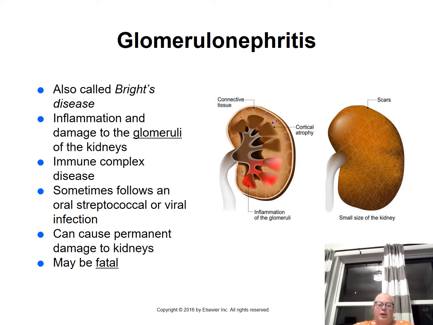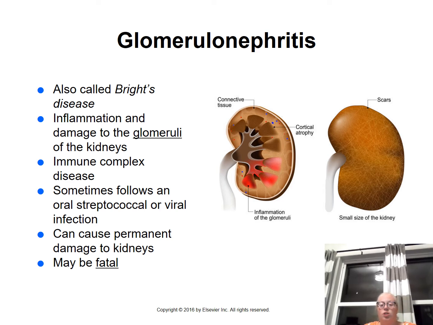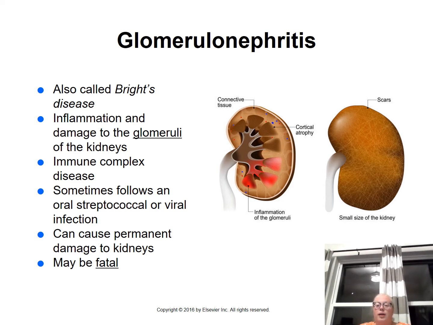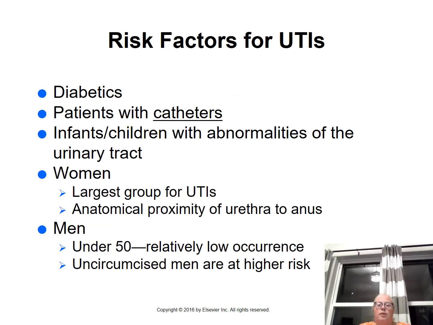Sometimes patients will experience this after they've had oral strep or some sort of viral infection. Again, this left untreated can cause permanent damage to the kidneys, and it can actually be fatal. And so you can see here that inflammation of the glomeruli and all that scarring on the kidney. Again, you guys, kidneys are vital to our functioning as human beings. So this is a huge deal if left untreated and permanent damage occurs.